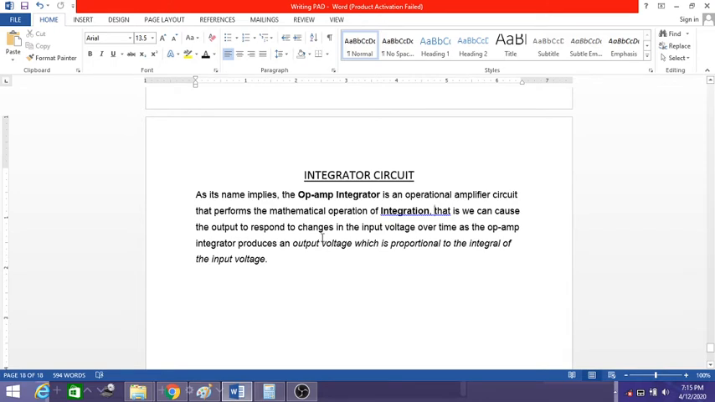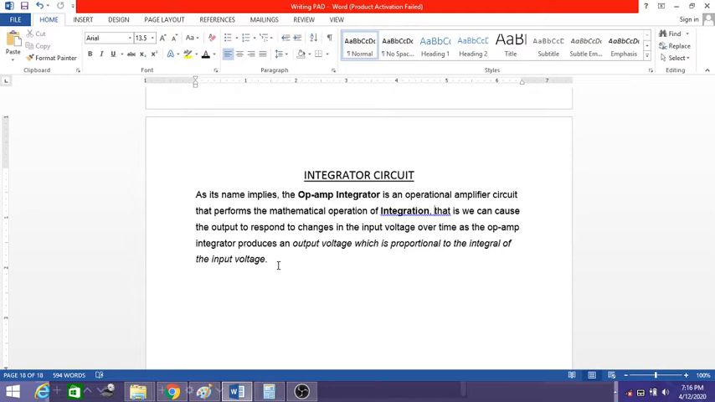So an integrator is a circuit in which the output voltage is proportional to the integral of the input voltage, or we can also say that an operational amplifier integrator is a circuit that performs the mathematical operation of integration. That is, we can cause the output to respond to change in the input voltage over time, as the op-amp integrator produces an output voltage which is proportional to the integral of the input voltage. So basically it is a circuit where we can produce ramp kind of signals.